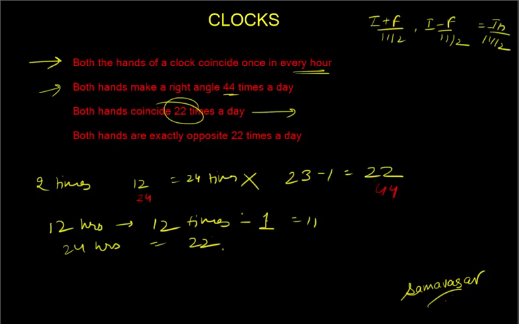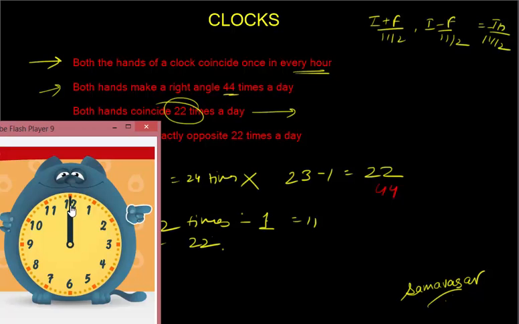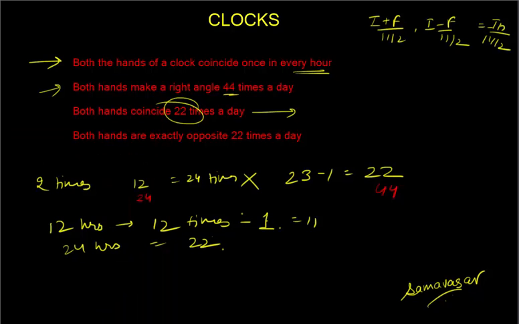Now both hands are exactly opposite 22 times a day. So this is again very simple and similar. So at 6 o'clock, between 5 and 6, 6 is getting counted, and also between 6 and 7, 6 is getting counted. So on similar lines, you can think about it that in 24 hours, they are exactly opposite 22 times a day.